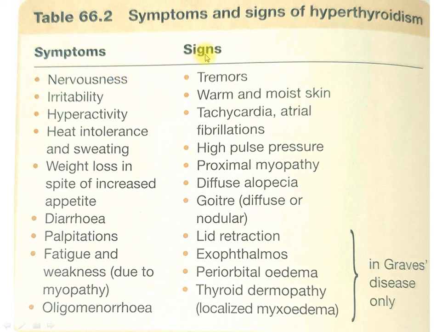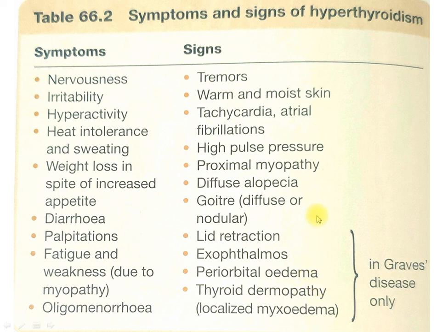And coming to the signs, that is, findings when we are performing the examination of the patient. So there are tremors, which can be demonstrated by keeping a sheet of paper over the extended fingers. Then by palpation, we may detect warm and moist skin, say by palpating the palm. Then tachycardia may be there, then atrial fibrillation, high pulse pressure, proximal myopathy, diffuse alopecia, goiter, diffuse or nodular, lid retraction, exophthalmos, periorbital edema, thyroid dermopathy. All those things are associated with Graves' disease.